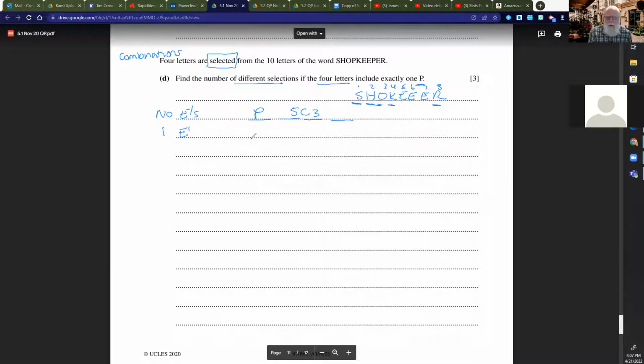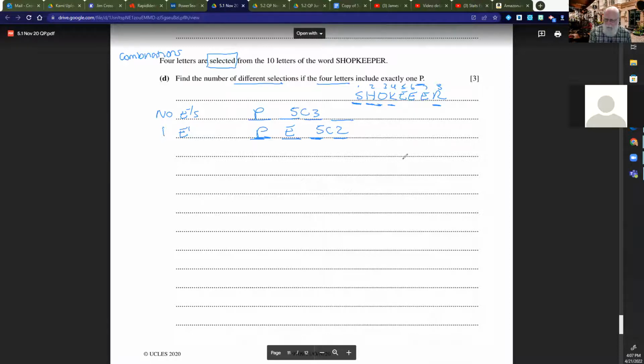If there's only 1 E, well, I need to have a P because every one of them has to have a P, right? Right. But now I have 1 E. Now I still have 2 letters to choose from, but they're not going to be P's or E's. So again, how many letters do I have to choose from? 5. But I've only got 2 places. So that's how that's going to go.